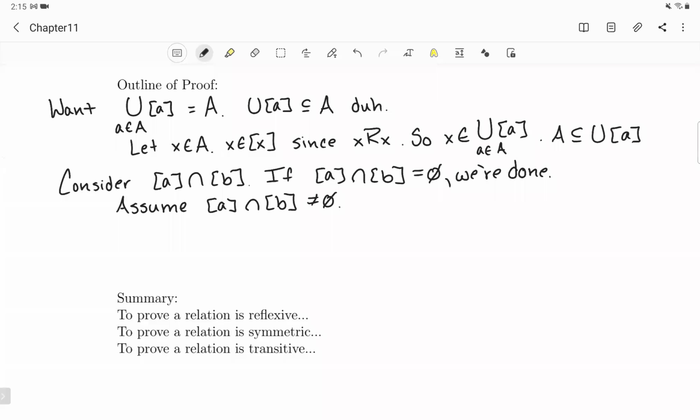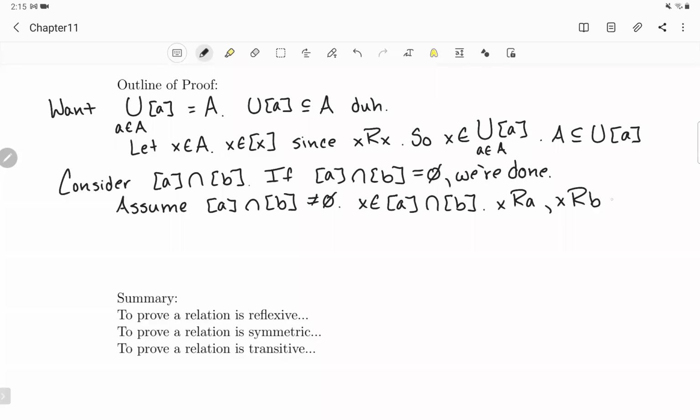If it's not empty, I mean, go way back to when we first did sets. What does it mean to not be empty? Something's in there. I don't know what it is. Something's in there. So we have an x in there. Well, what does that mean about x when it comes to little a? x is related to a. What about b? x is related to b.